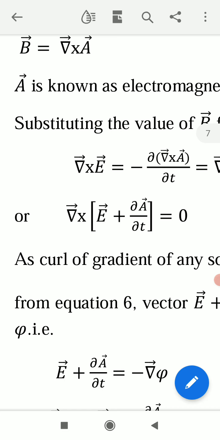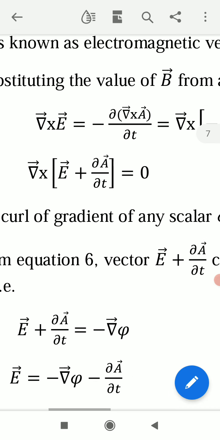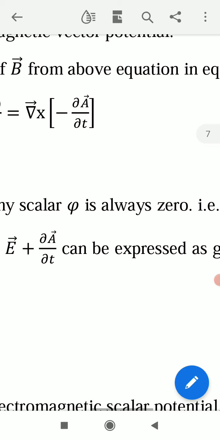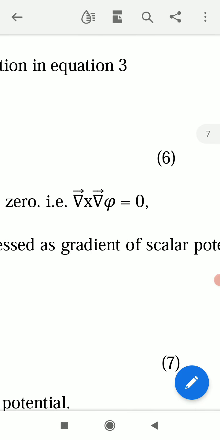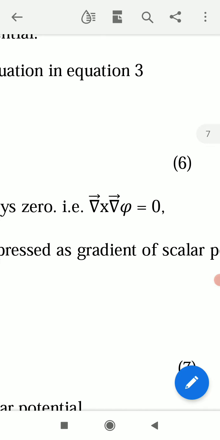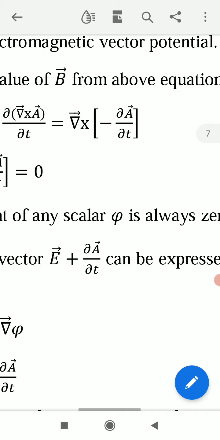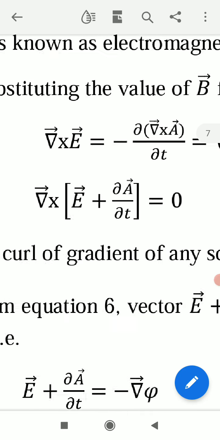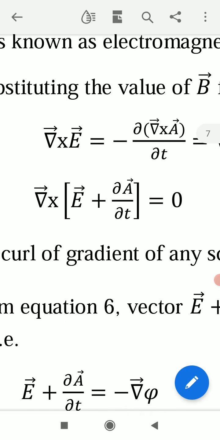Del vector means curl. As curl of gradient of any scalar phi is always 0, del cross del phi is always 0. Del phi is a vector quantity. If phi is any scalar function, then del phi is gradient phi, and del cross del phi is curl of gradient phi. It is always 0. So from this relation, del cross (E plus delta A upon delta T) equals 0.